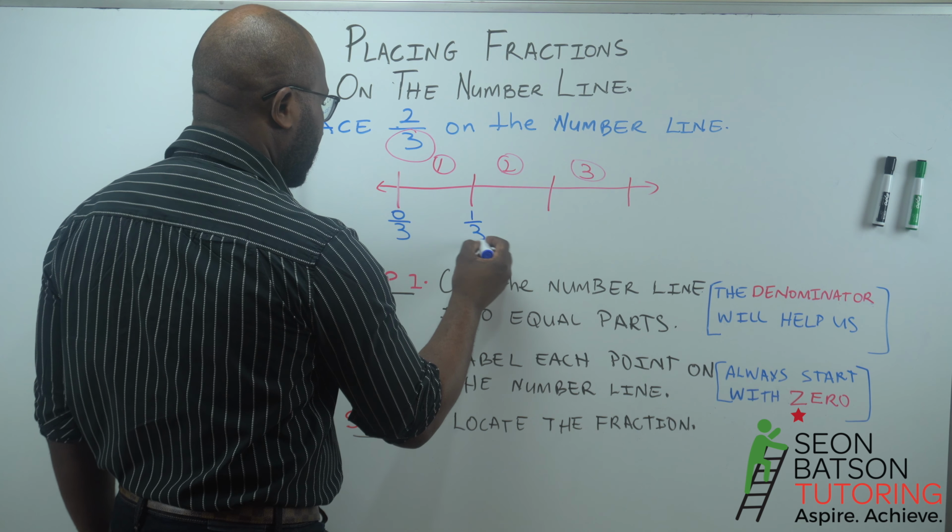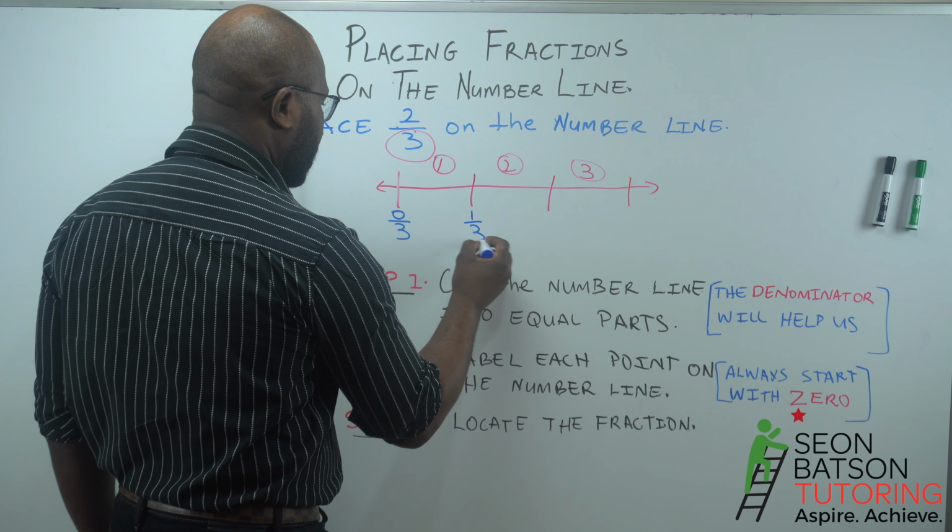Now let's locate our fraction. We're looking for 2/3. Do you see 2/3? Oh yes, it's right here. So we can put a point. Let's label this point right here A. It's that simple. Get the idea? So if you can remember these 3 simple steps, you will master this concept. Let's try the next one.